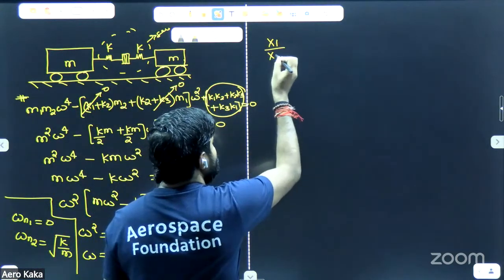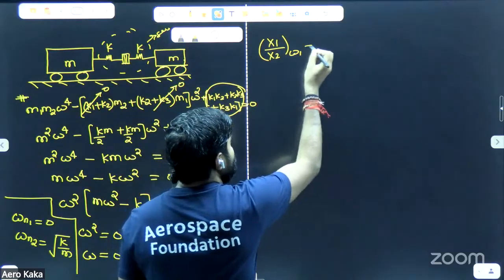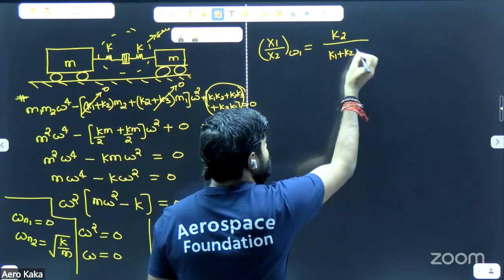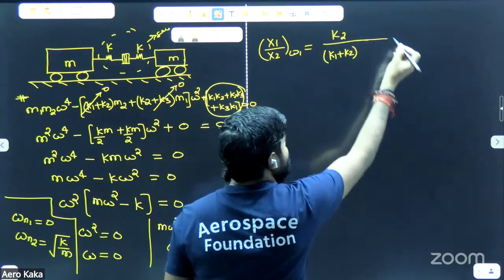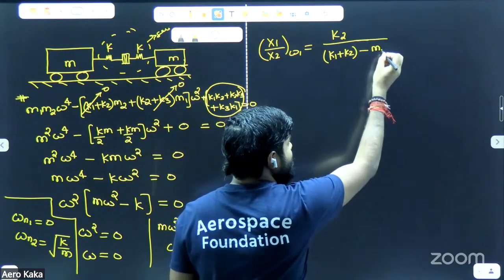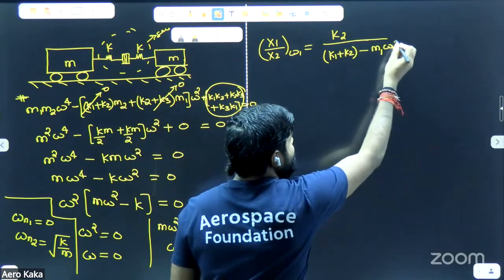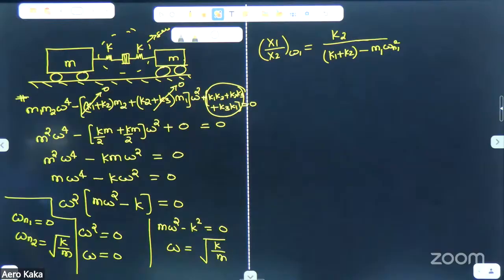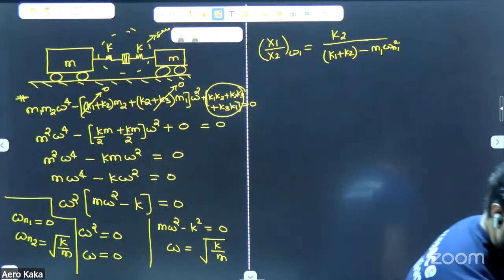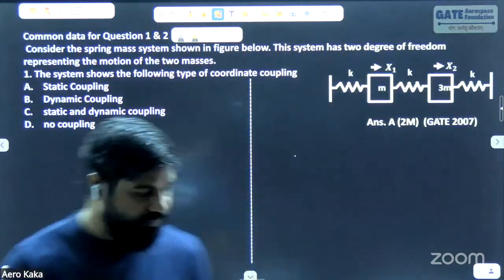X1 upon x2 corresponding to omega 1 is going to be what? K2 divided by how much? Help me. K1 plus K2 minus M1 omega n1 square. Substitute here. And what about x1 upon x2 corresponding to omega n2? Just calculate. Okay, let's solve the PYQs.